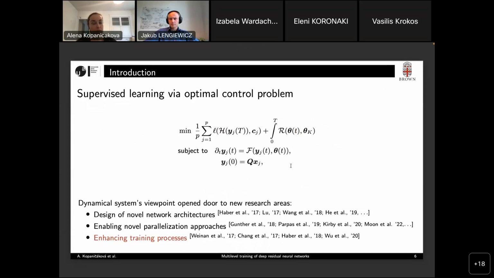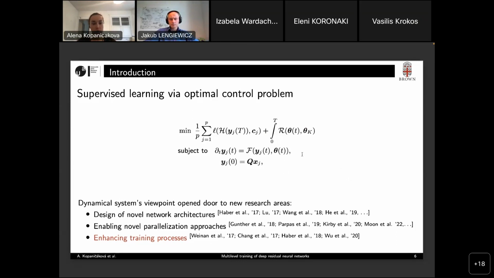Using this dynamical system viewpoint is fairly nice, and I think it also managed to open doors to a lot of new research areas. For example, employing different discretization techniques for this time derivative gave rise to different and also novel network architectures. Also, this viewpoint allowed enabling parallelization across layers by employing some parallel-in-time strategies.